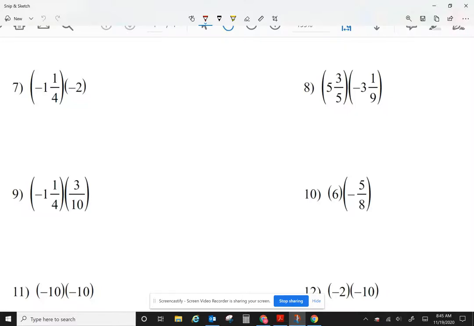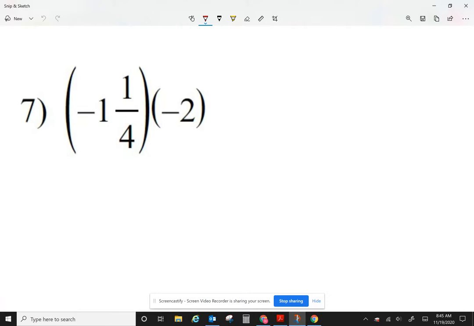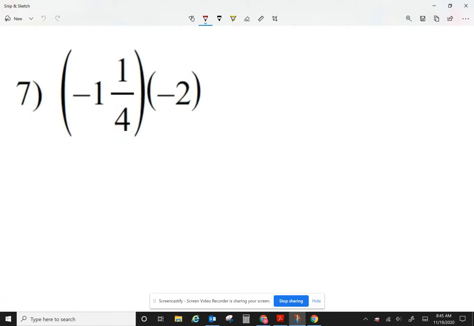Now we're going to be learning how to multiply fractions. So let me zoom in. I'm going to look at one question. To begin with, make sure your fractions only have a number on the top and a number on the bottom.